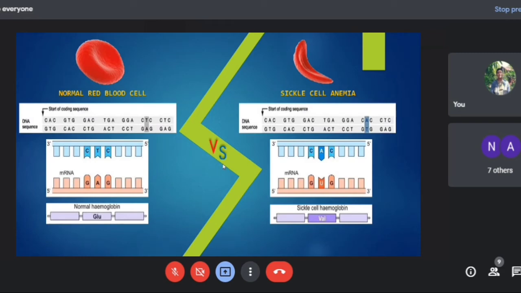In contrast, in sickle cell anemia, thymine base has been replaced by adenine in DNA sequence. During transcription, adenine will be transcribed into uracil. Codon GUG will be translated into valine in sickle cell hemoglobin.